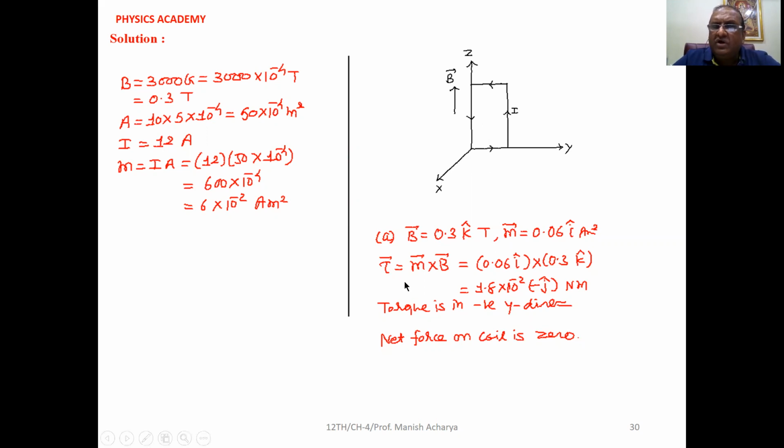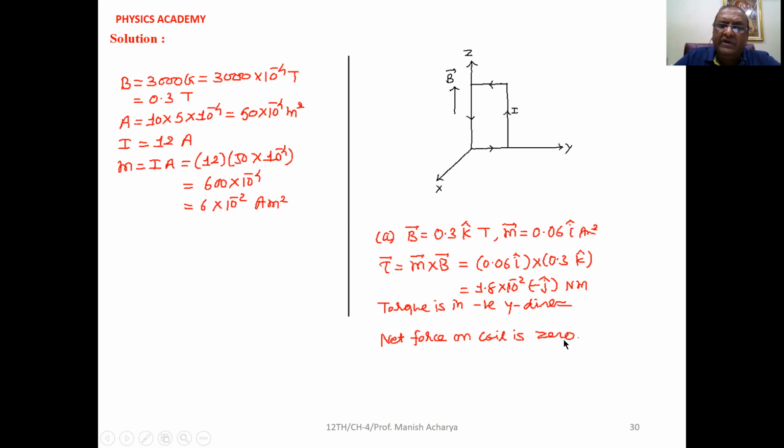Okay, so torque tau is mB sine theta, or m cross B, and you will get the torque that is 1.8 into 10 raised to minus 2 Newton meter, and that will be in the negative Y direction.